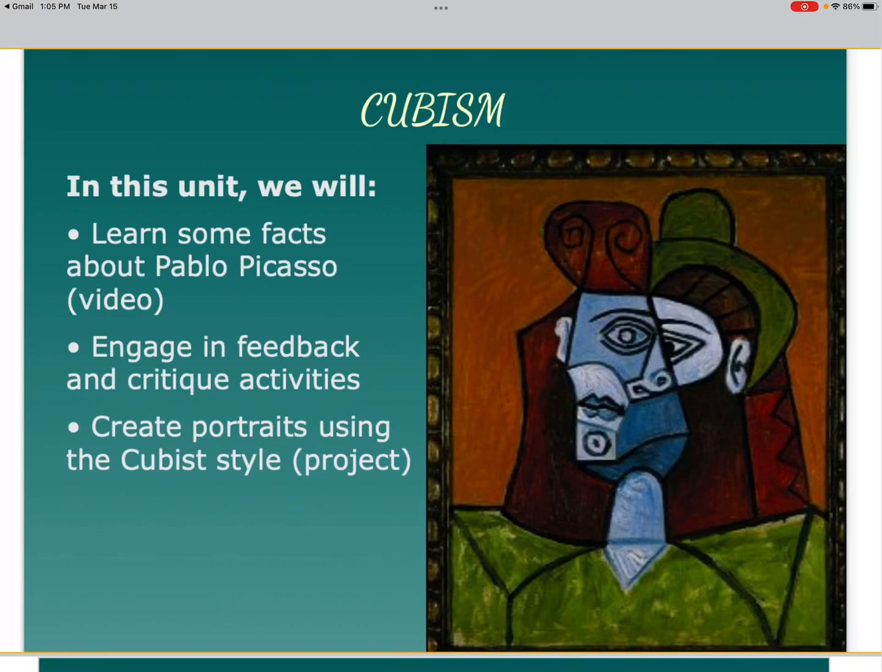Hello artists! Today I'm going to be talking to you about Cubism, which is something some of you may have heard of before and some of you may not be familiar with. In this unit we're going to learn some facts about Pablo Picasso, who was a very famous Cubist artist. We're going to be sharing our work, so we'll talk a little bit about critique and feedback, and we're going to be creating portraits using this Cubist style.